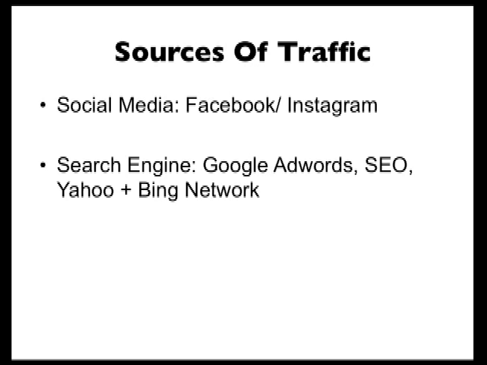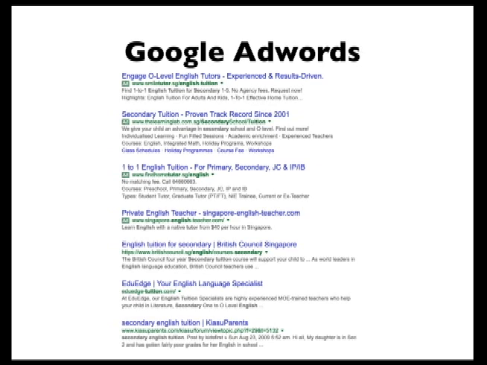The second source of traffic is search engine ads, basically your Google AdWords, SEO, or the Yahoo Bing network. Now, because most people can't seem to tell the difference between AdWords and SEO, let me illustrate it with some real-world examples. In this particular case, Google AdWords can be shown in the red color bracket, basically the top 4 examples of this slide that you're seeing right now.